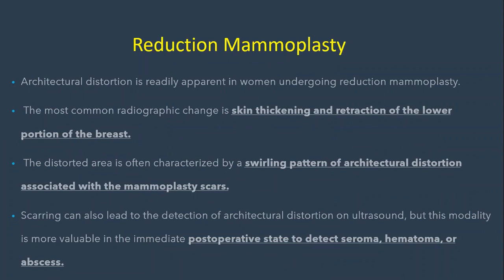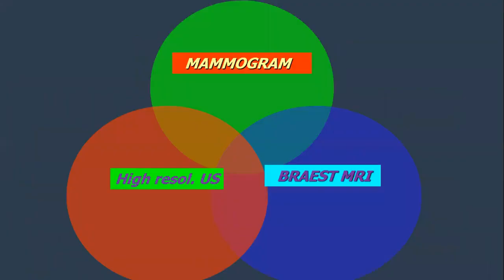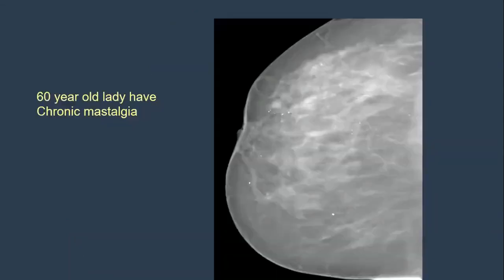Okay, thank you. And you might find complications of surgery like hematoma, seroma, abscesses, and so forth, fat necrosis. I have many patients with mammoplasty who develop fat necrosis, you see. What about this lady? This is my patient also, a 60-year-old lady who has chronic mastalgia, or chronic breast pain.